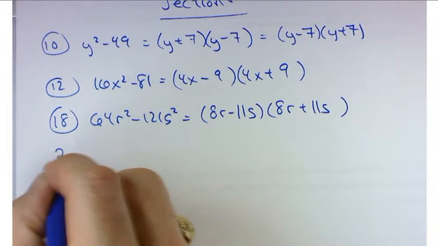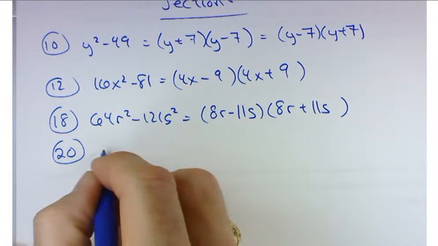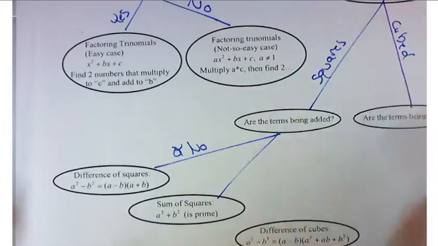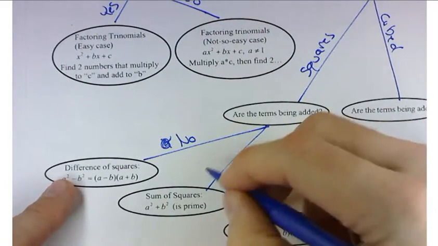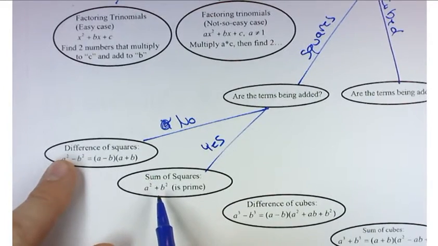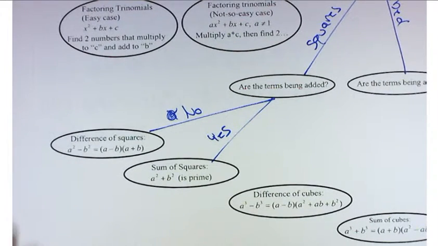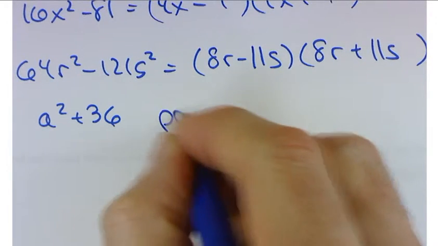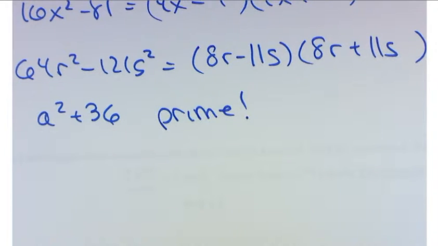Let's throw in problem number 20 here for something a little different. Change of pace. a squared plus 36. There's an important difference here. What is it? It's addition. So let's take a look at our sheet again. So are the terms being added? Yes. So that gives you the sum of squares. What's our sheet tell us about the sum of squares? It's prime. Sum of squares is prime. So we're done with that one. That was easy. Yeah, cool.